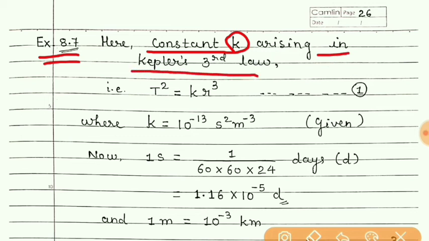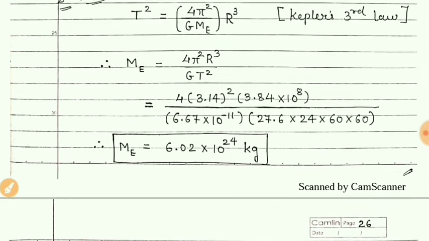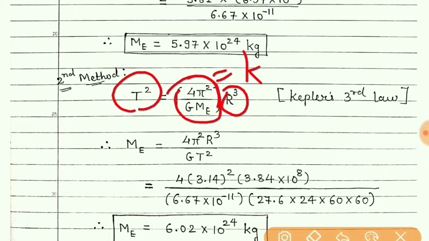We know that Kepler's third law is: square of time period is proportional to r cube, and whenever we remove the proportionality sign we put a constant. So here that constant is k. Square of time period is proportional to cube of r, so this is the constant.